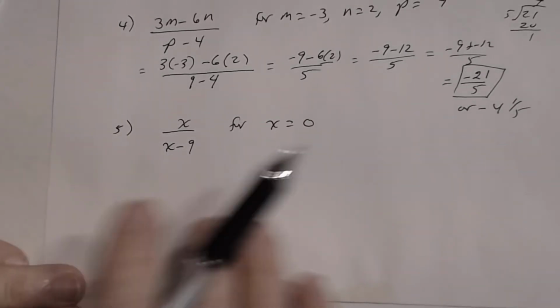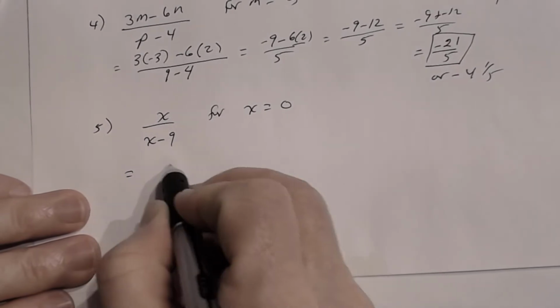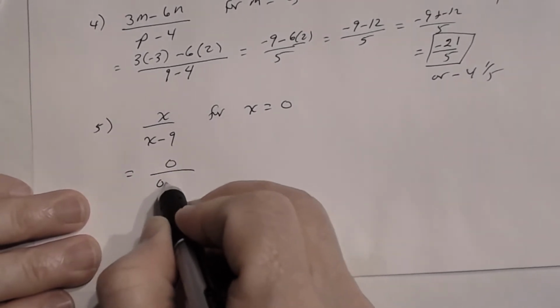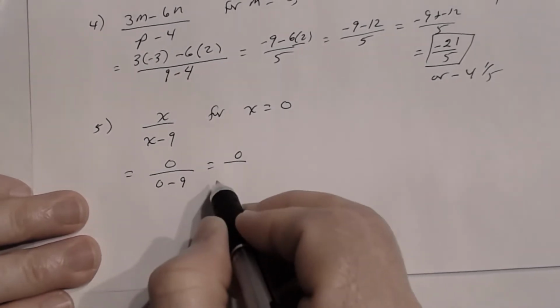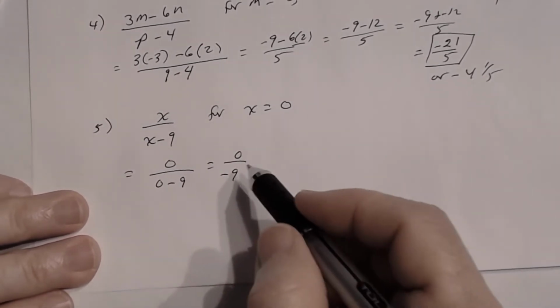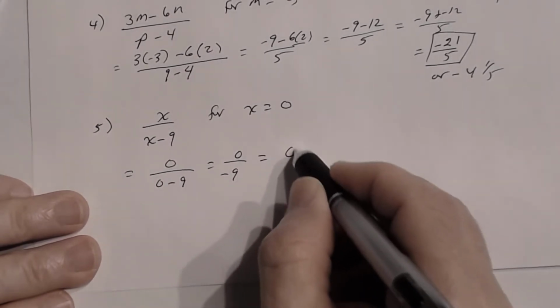All right, number 5, we have this rational expression, and this time I want to substitute 0. So I get 0 divided by 0 subtract 9. The numerator stays 0. The denominator is a negative 9, right? And then what's 0 divided by negative 9? Well, 0 divided by negative 9 is 0.